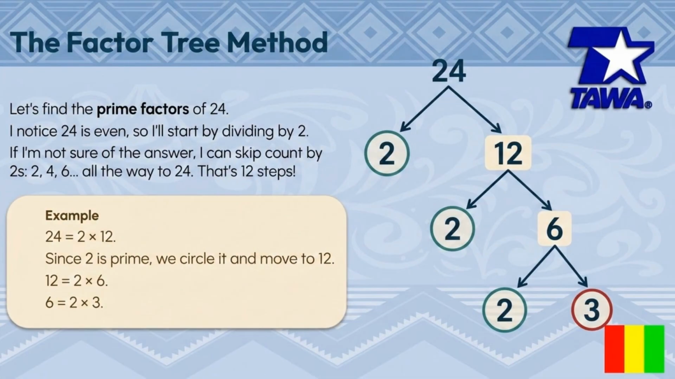We will use the factor tree method. To find the prime factors of 24, we break it down. For instance, 24 equals 2 times 12. We circle the prime number 2 and continue breaking down the composite numbers.